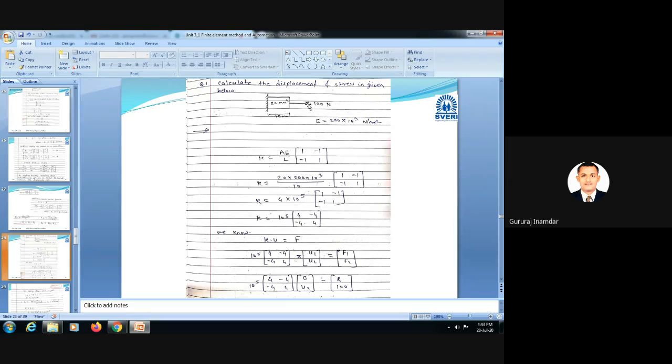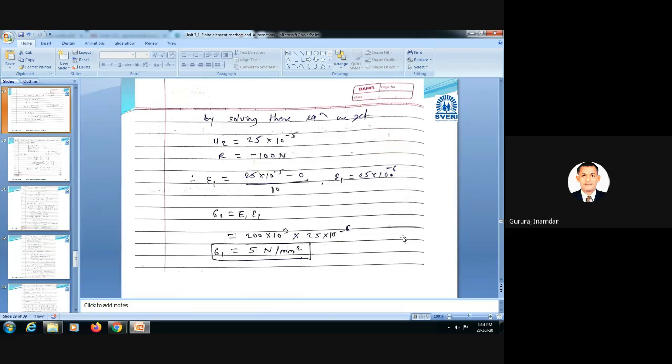That means if we are pulling 100 newtons forward, whatever the reaction at point number 1 will be there. So for that purpose we have taken F1 as R, the force at node 1 is nothing but R, and F2 is given. That means on one side 100 is given, and on the other side we have to find out the reaction force. Only the remaining calculation is left. After calculation we will get the values of U2 and R.